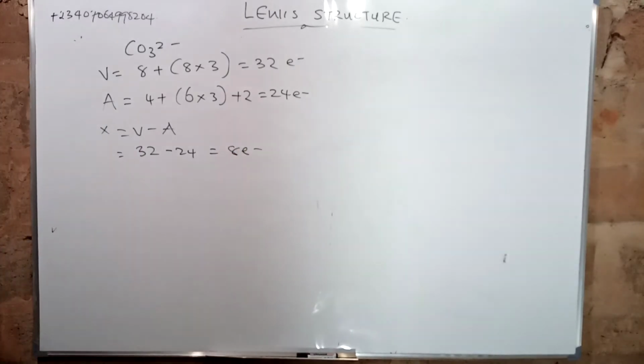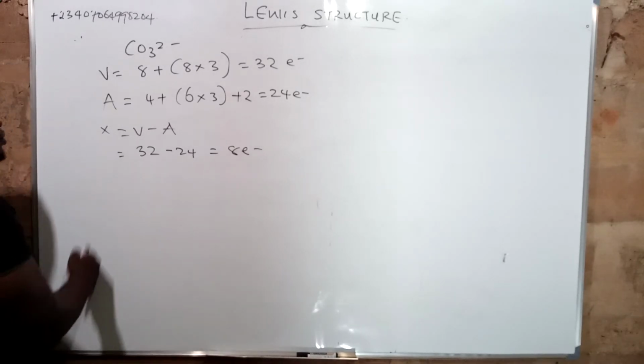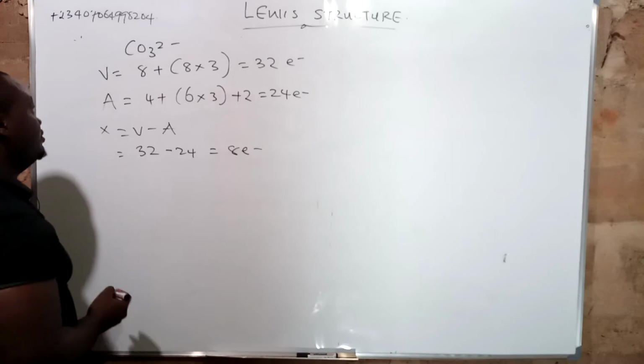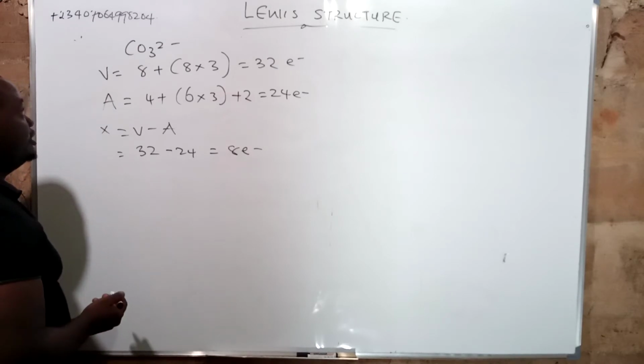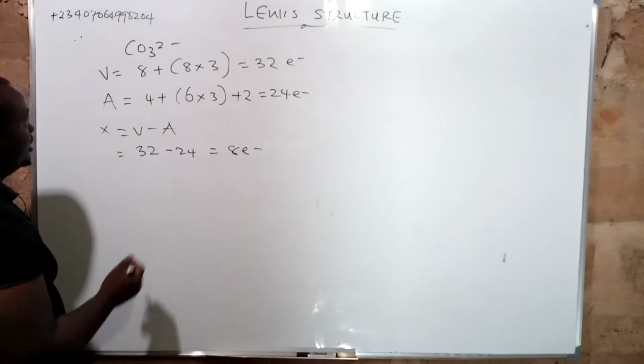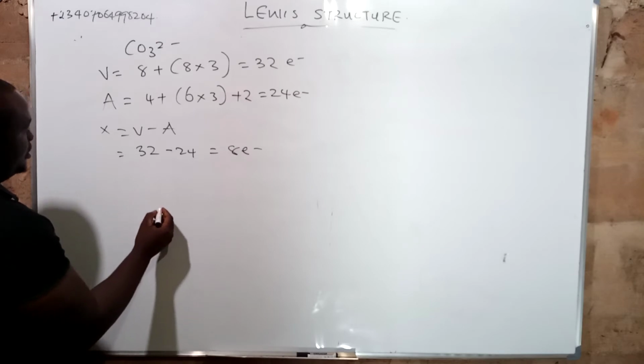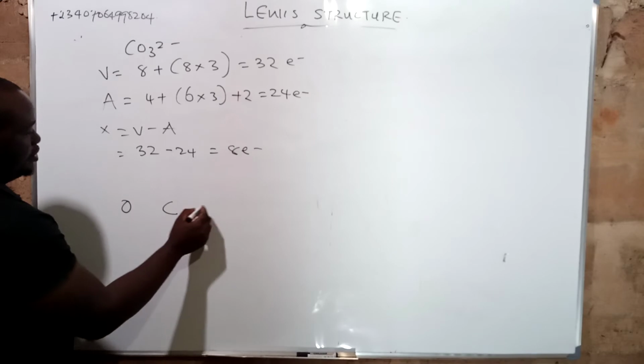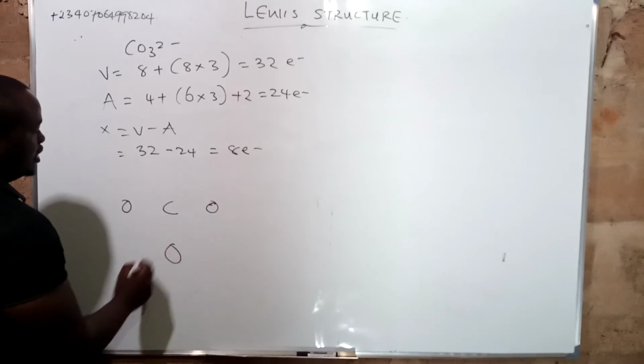Now, of course, the next thing is, remember we have to draw the skeleton, because carbon is the least electronegative element or atom that is there. So this should be the central atom. So you have something like this, and something like this.